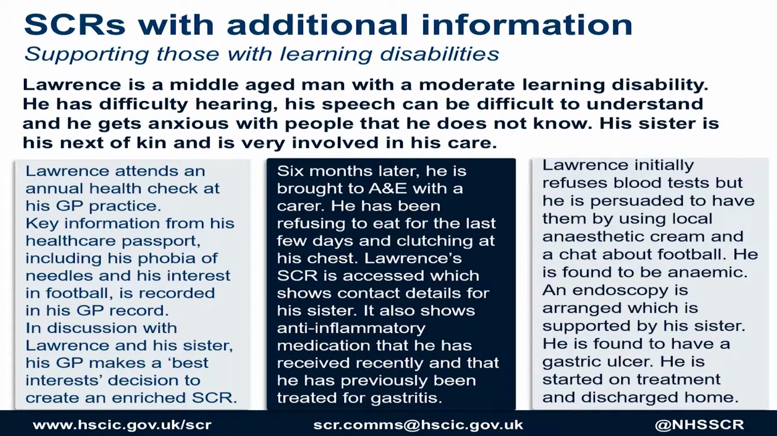Lawrence, in this example, is a middle-aged man who's got moderate learning disability. He's hard of hearing. His speech can be difficult to understand, and he gets anxious with people he doesn't know. His sister is next of kin, and she's very involved in his care. Lawrence attends for an annual health check at his GP practice. So the key here is linking to our existing routine review processes. That might be an annual health check, or it could be our routine chronic disease review appointments through QOF, or to do with reducing unplanned admissions, or to do with community matrons and their work with patients with frailty in the community.